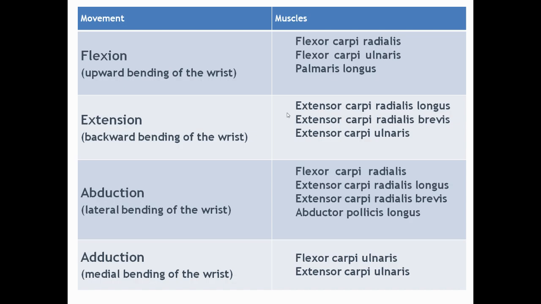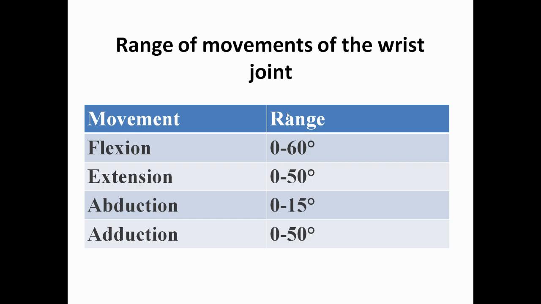and extensor carpi ulnaris. For abduction, the muscles are flexor carpi radialis, extensor carpi radialis longus, extensor carpi radialis brevis, and abductor pollicis longus. For adduction, flexor carpi ulnaris and extensor carpi ulnaris muscles.